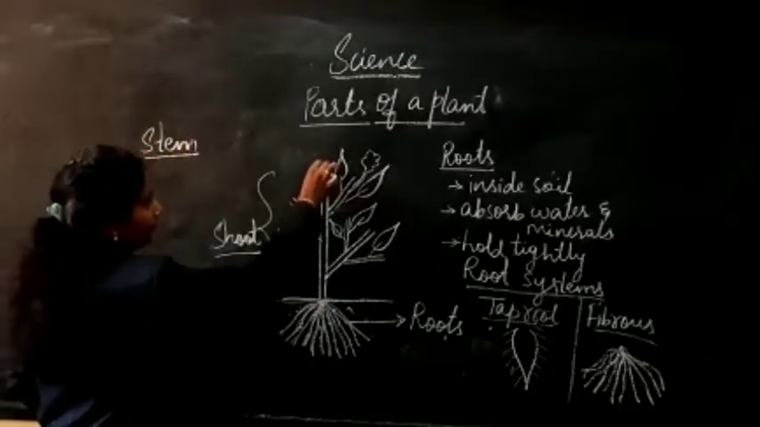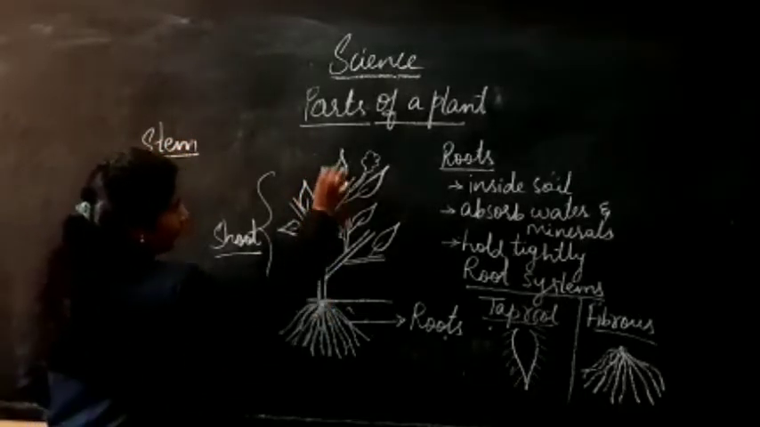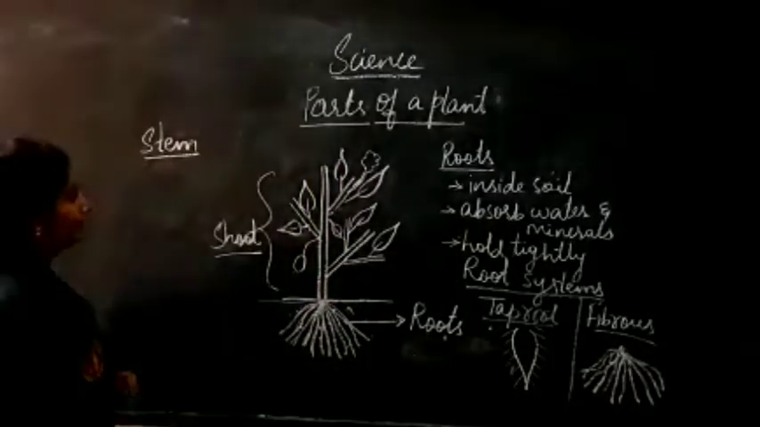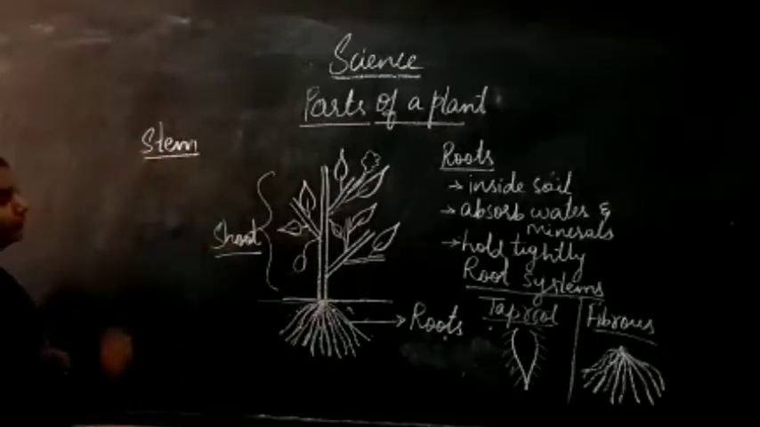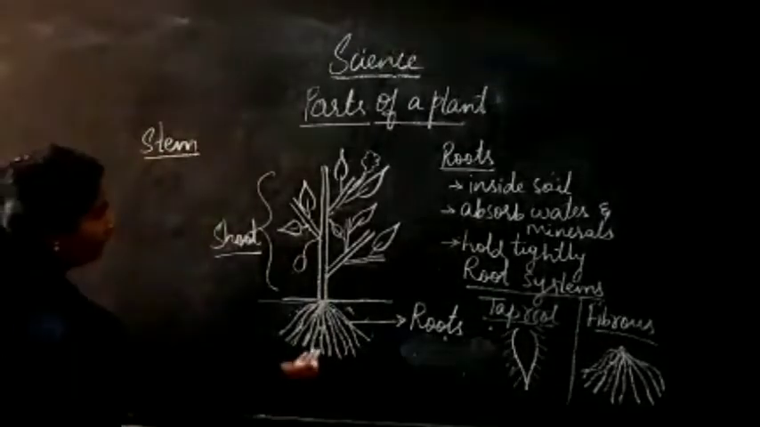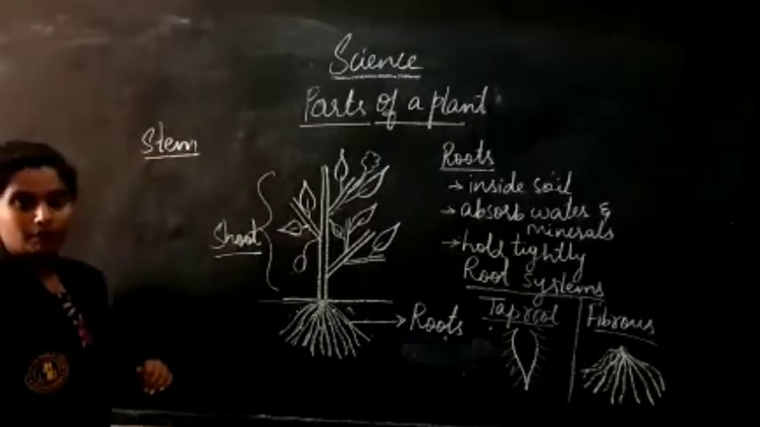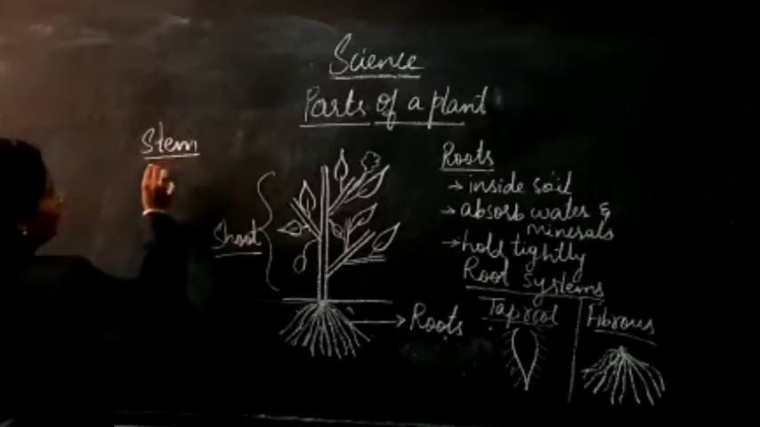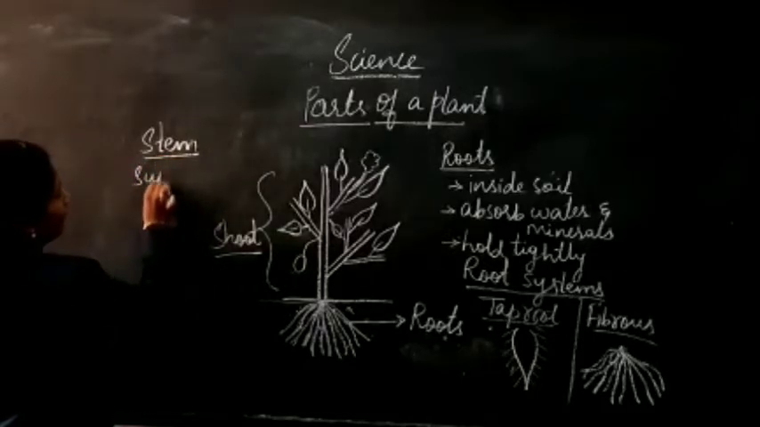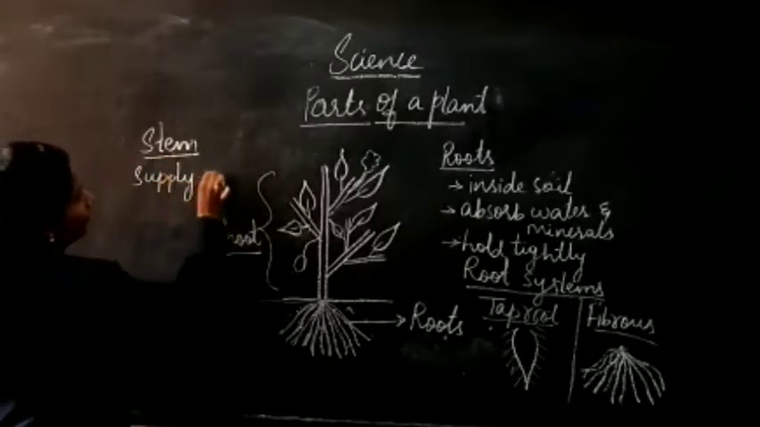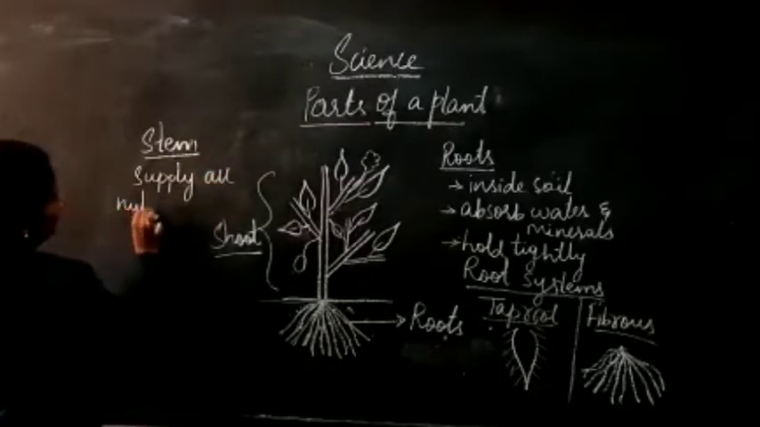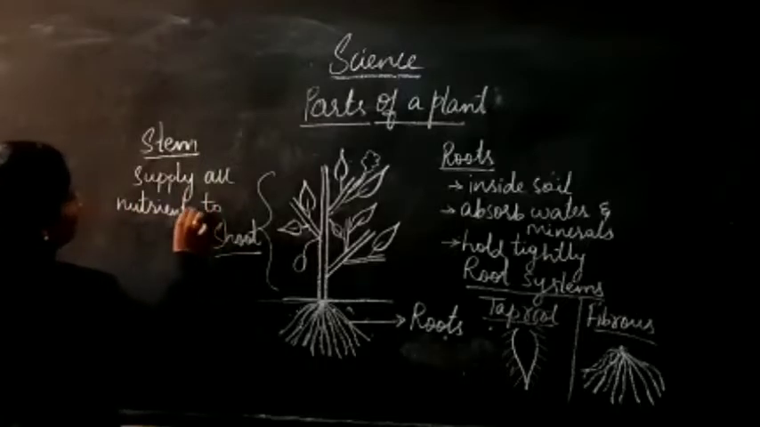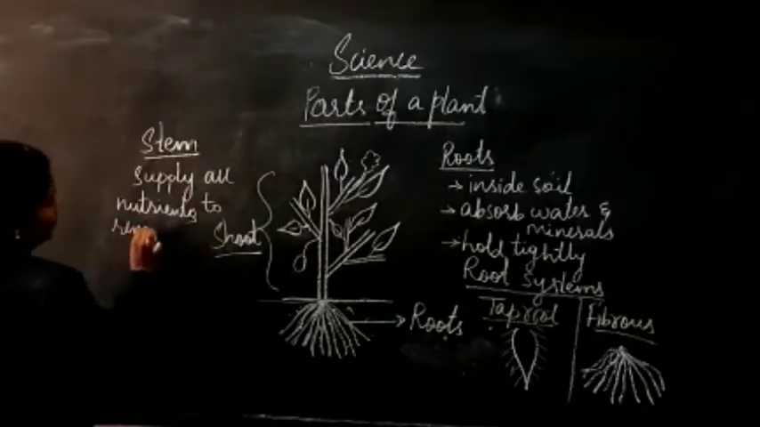Okay, the part which is present above the ground is nothing but a stem. And what is the function of the stem? Whatever water and minerals the roots absorb from the soil will be given to the stem, and the stem will supply all the nutrients to the remaining parts of the plants.